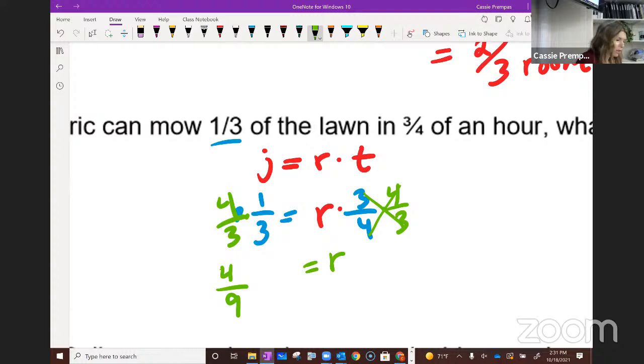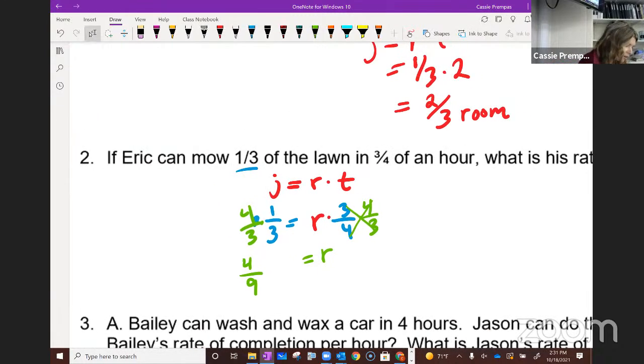What would be my units? 4/9 of what? Good. The lawn mowed per what? Per hour. A rate always has to have like a unit per measure of time. So if I'm looking at his rate, he can do 4/9 of the lawn per hour.